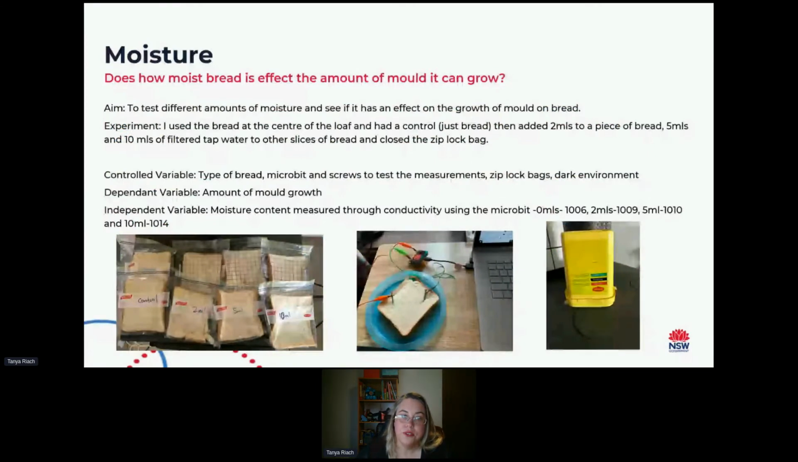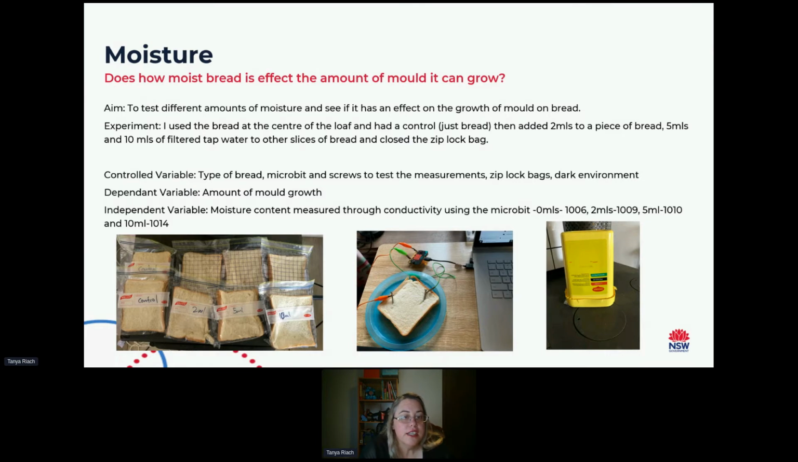And then we come to the last type of experiment that we were looking at, which was moisture. So we put different amounts of water onto the bread, let it soak up, and then used the microbit as a moisture tester. And then we placed all of those pieces of bread into the bucket upside down so that they were all in the same temperature and light, but they all had different amounts of moisture that was measured beforehand.